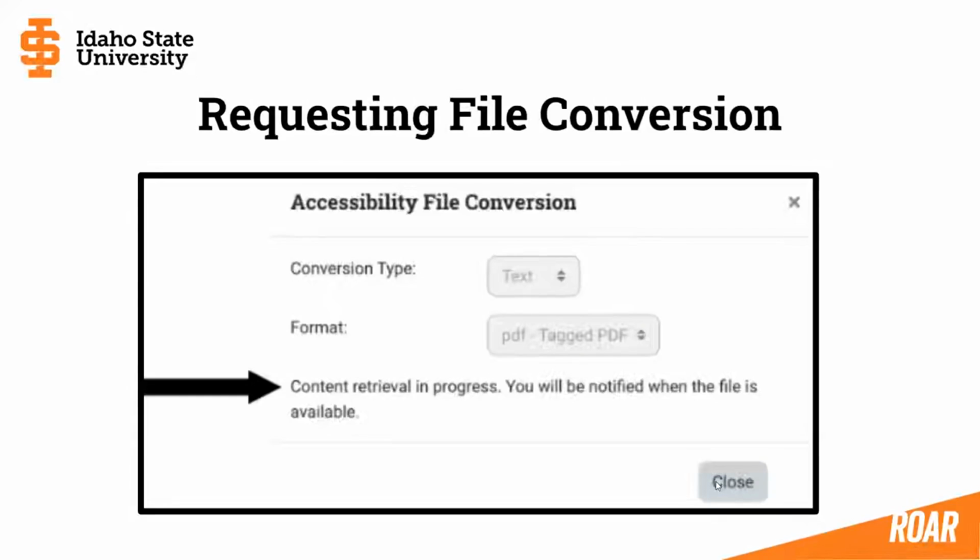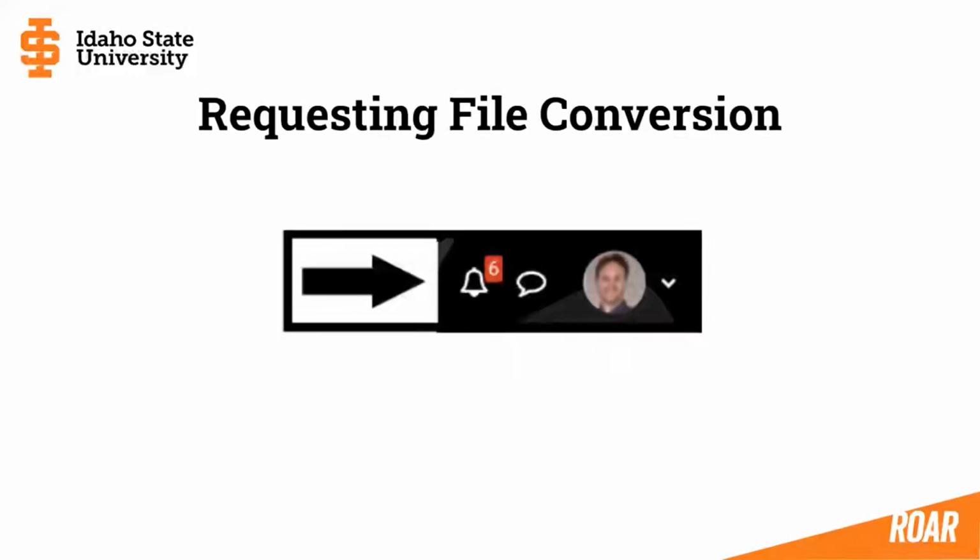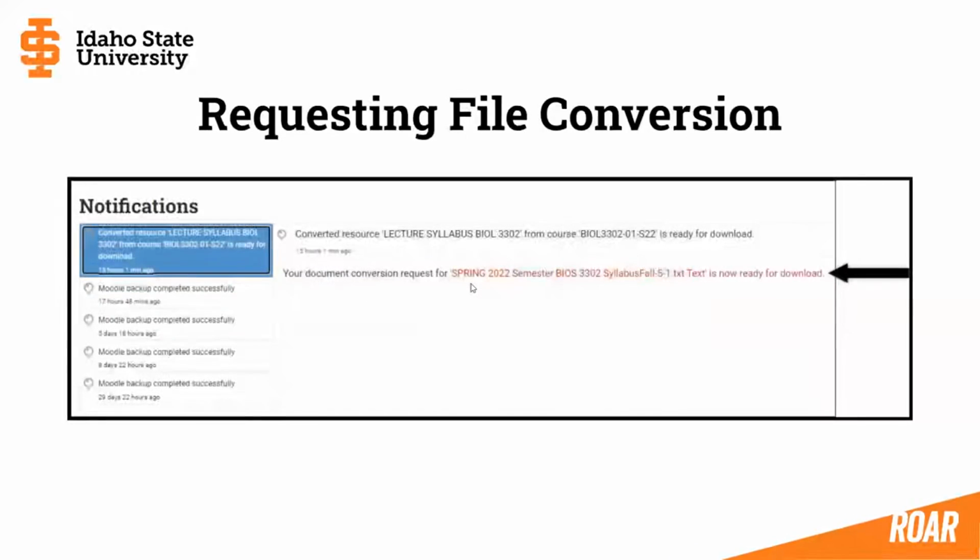So once you do that, you just close out this window, and when the document has been converted, you'll be notified. And that notification happens in 2 places. It happens in Moodle, where if you go to the upper right-hand corner of your Moodle page on the main banner, you'll see right next to your profile face, it'll show a bell, and that's where you can access your notifications. Simply click on that bell, and it'll show you all your notifications in Moodle, all your messages.